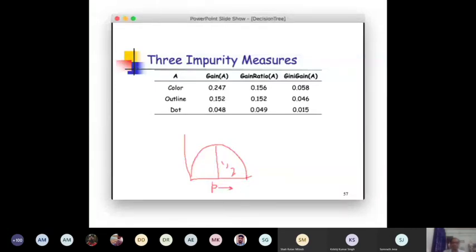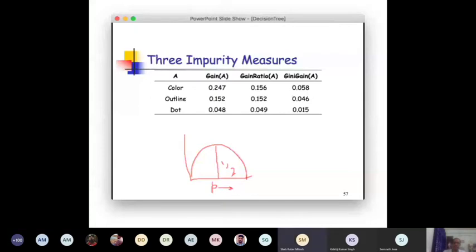This is showing the kind of diversity in the data set, in the class distribution itself. So if the class distribution is skewed, the Gini index would be low. If the class distribution is more diverse, that is, balanced, then it would be higher.